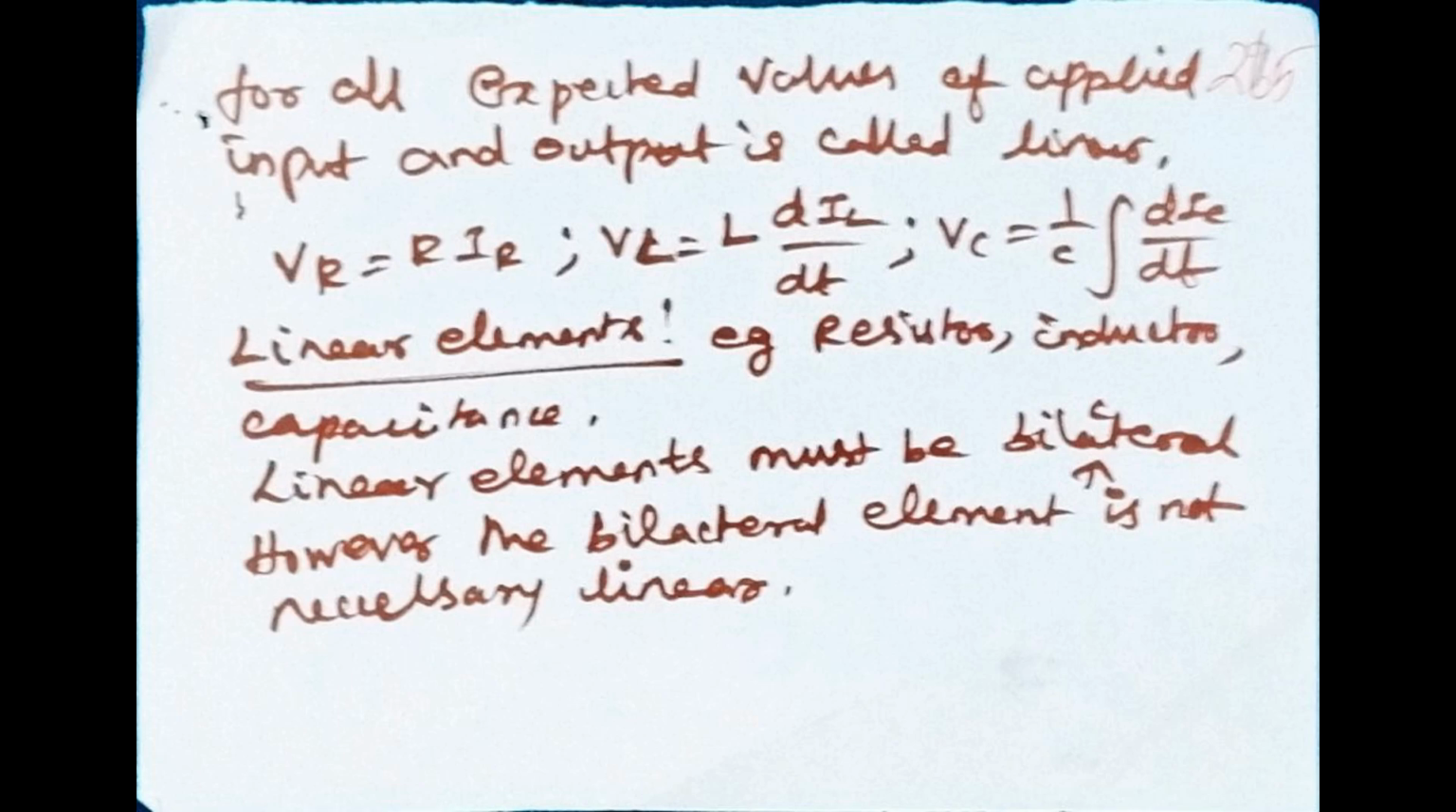VR is equal to R times IR. VL is equal to L times dIL by dt. VC is equal to 1 by C integral of iC dt. Linear elements, for example: resistor, inductor, capacitor. Linear elements must be bilateral. However, a bilateral element is not necessarily linear.